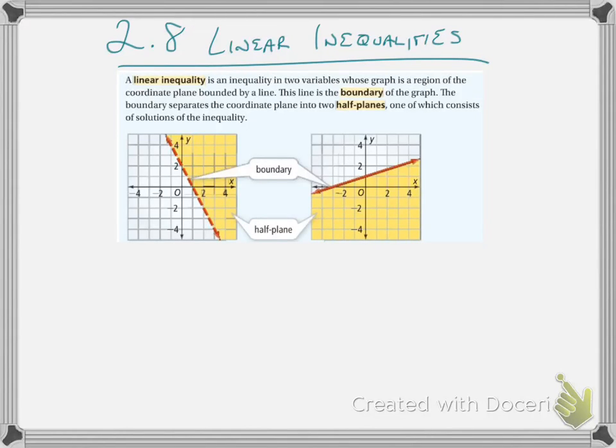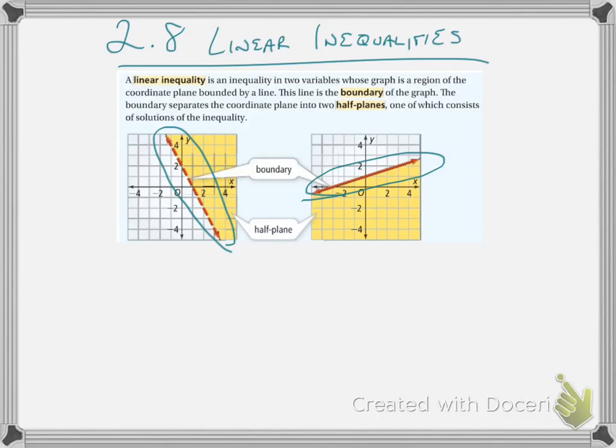Okay, we're going to look at graphing linear inequalities. So they're lines with inequalities, and they have two variables, just like a regular linear equation. There's one difference when you're graphing them: you need to pay attention to whether the line is going to be dotted or dashed, or whether the line is going to be solid.